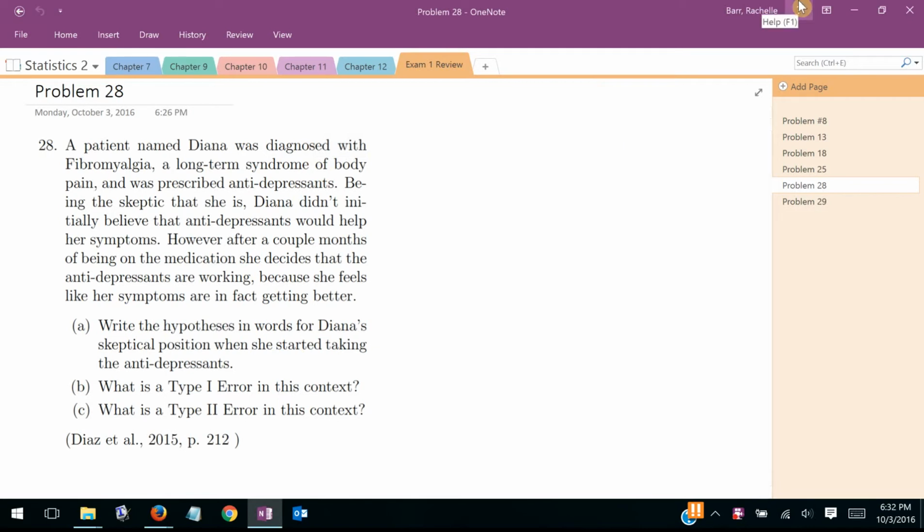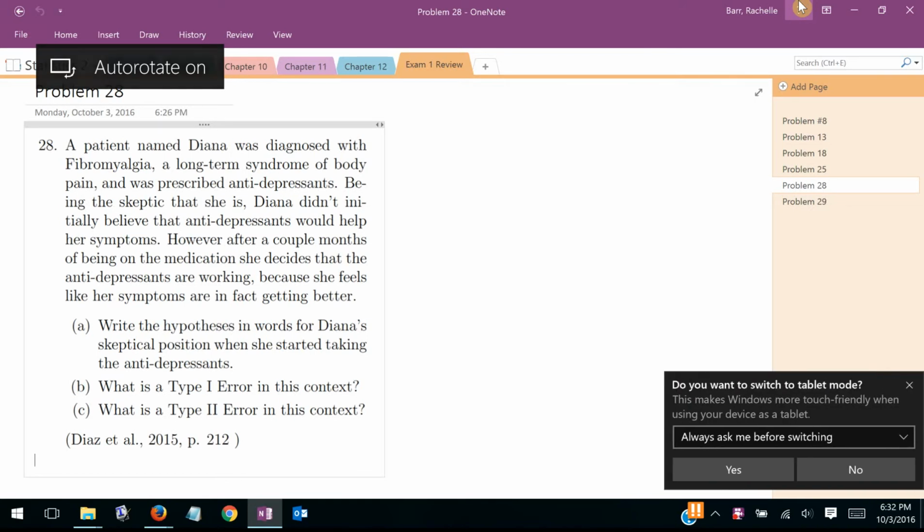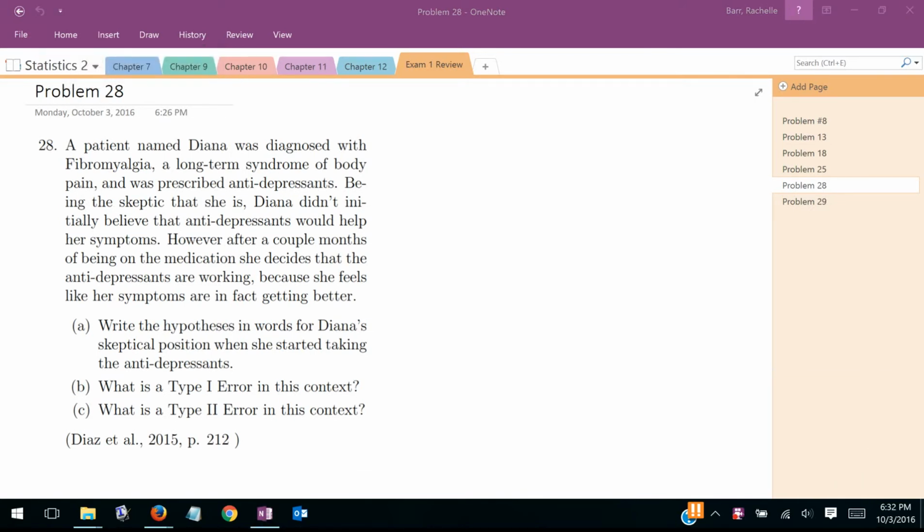Today I am going to be doing our final review video, which is going to be on number 28 and number 29. I do not want to switch to tablet mode. The big thing with 28 and 29 is they're both about type 1 and type 2 errors. So I'm going to be writing some hypotheses and figuring out what's going on.